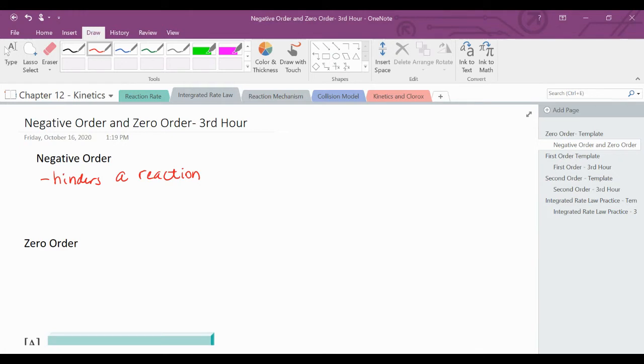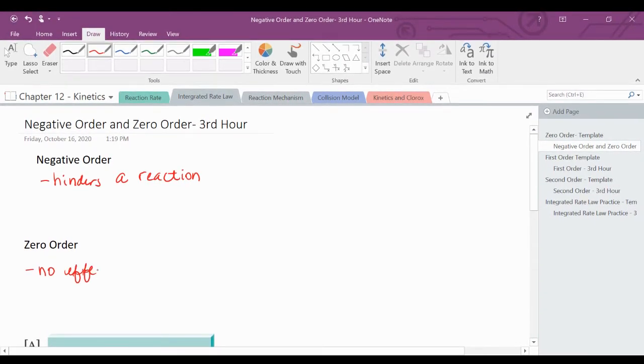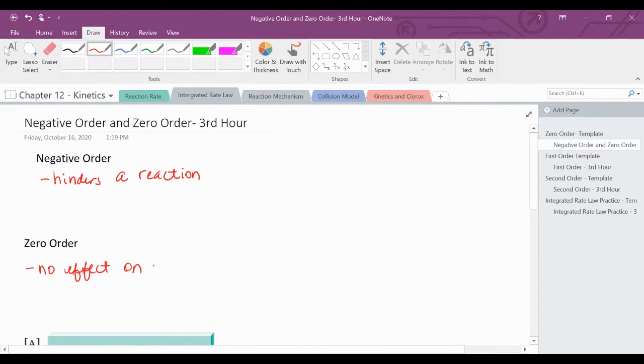All right, if I have a zero order rate law, it means that this species has no effect on the rate. So what you may see in your rate law expression is that they write the concentration of that species to the zero order, or sometimes they just leave it out of the rate law expression.